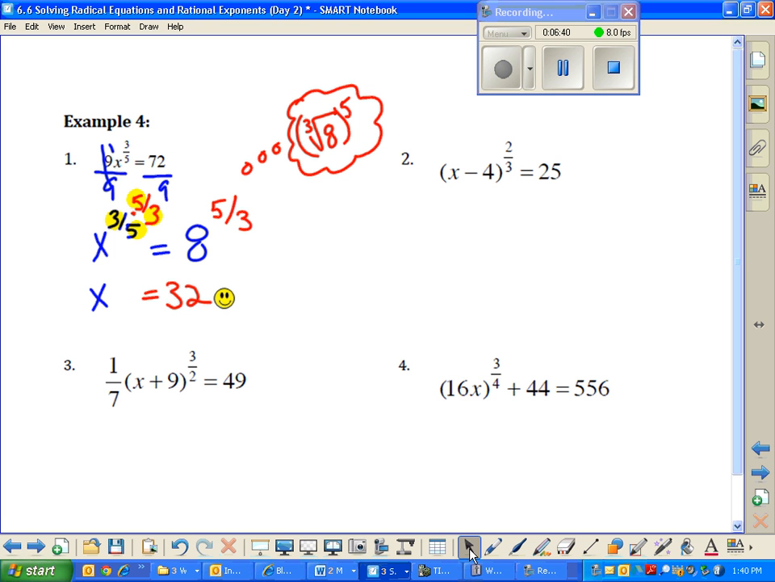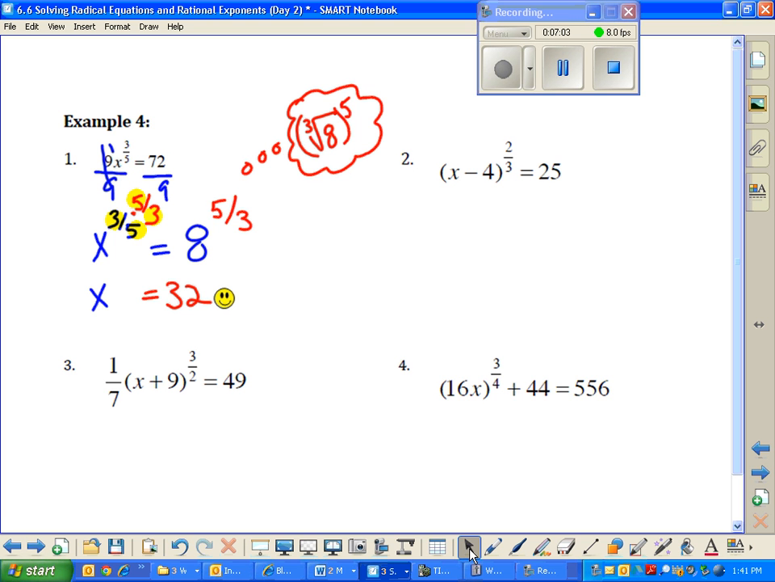On to number 2, we have x minus 4 raised to the 2/3 power equals 25. So step 1, we want to isolate the base that has the rational exponent. In this case, I see the base there is x minus 4, and it's isolated. There's nothing in front of it. There's nothing added onto it. It's all by itself. So step 1 is done for us in this problem.